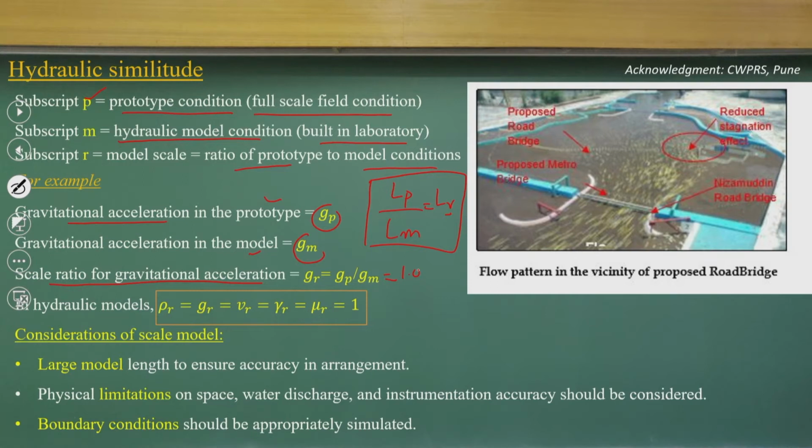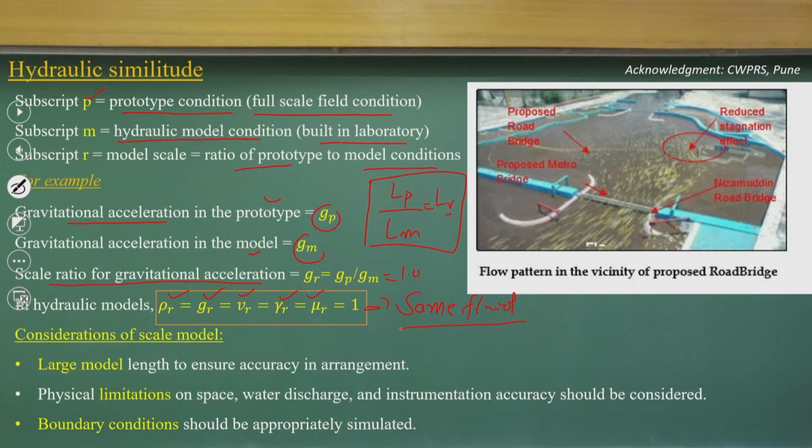So, the basic properties like the density ratio, acceleration due to gravity ratio, dynamic viscosity, kinematic viscosity and unit weight ratio all become 1. The condition is that we are using the same fluid. So, then our model ratios will be the same.